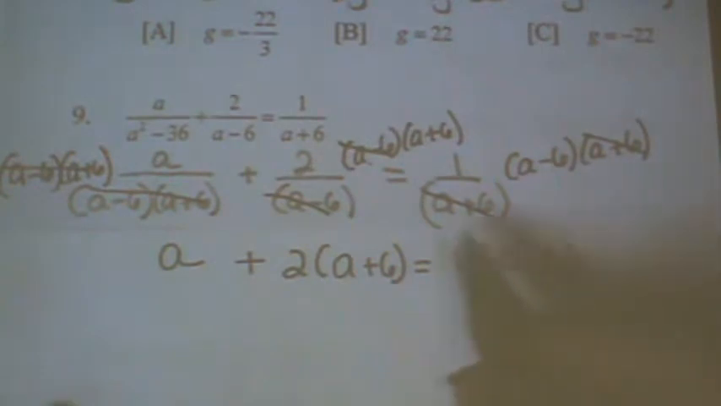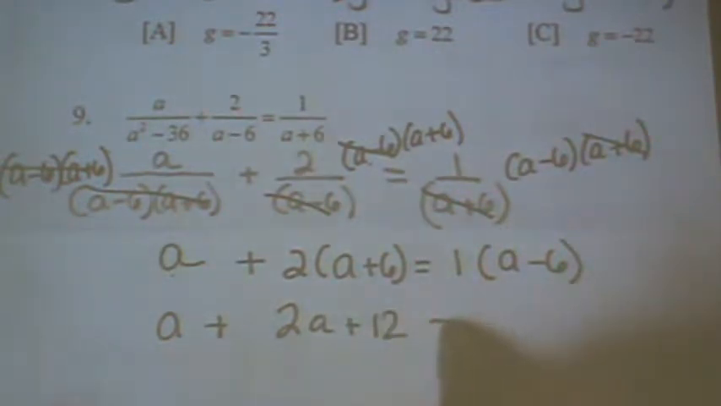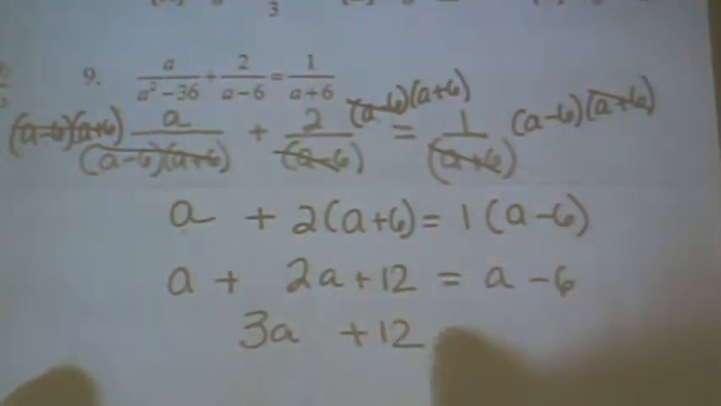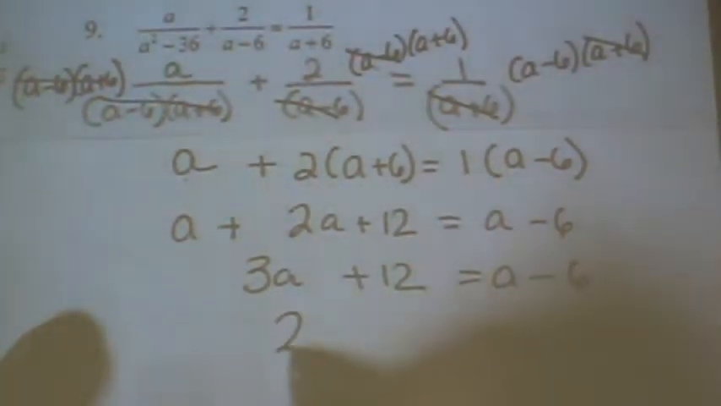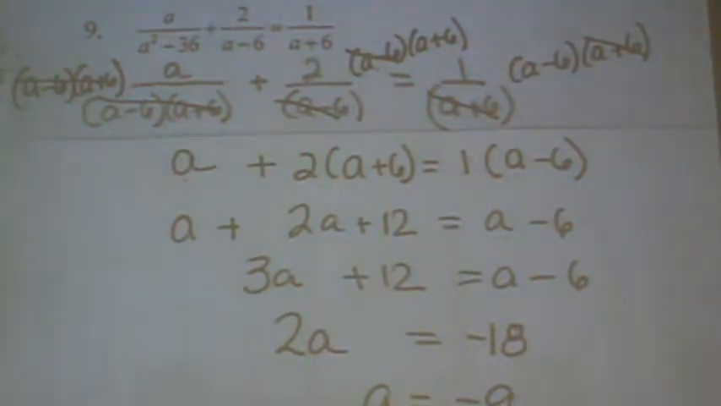Now all you're going to do is solve for a. So a plus 2a plus 12 equals 1a minus 6. Simplify this, and you get 3a plus 12 equals a minus 6. Subtract an a, subtract 12, and divide by 2. And I got a is negative 9.